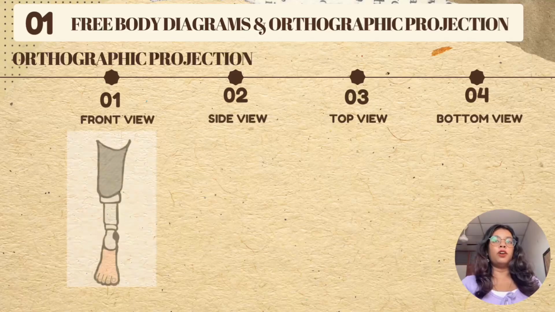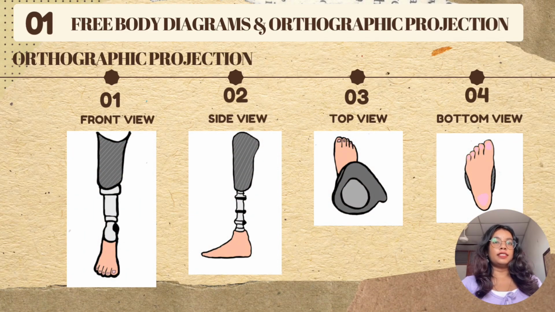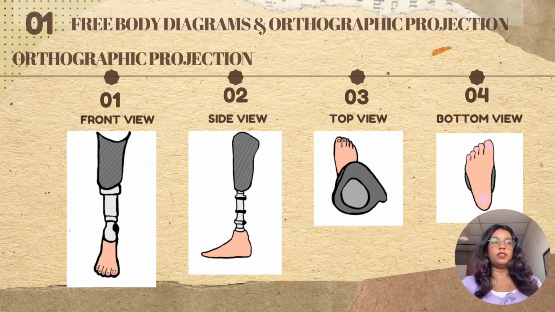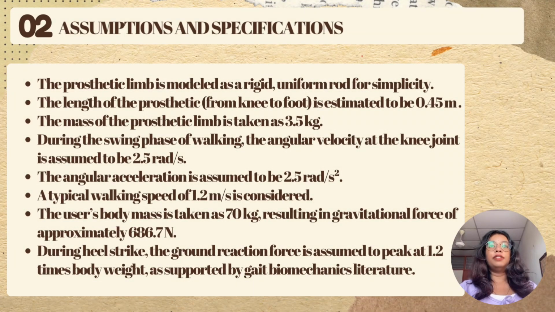Now we move to orthographic projection. First is the front view, second is the side view, third is the top view, and the last one is the bottom view. Now we will look at the assumptions and specifications. First, the prosthetic limb is modeled as a rigid uniform rod for simplicity. Second, the length of the prosthetic from knee to foot is estimated to be 0.45 meter. Third, the mass of the prosthetic limb is taken as 3.5 kg.